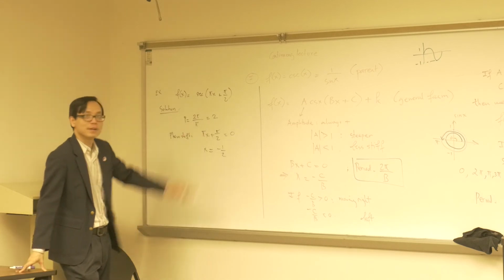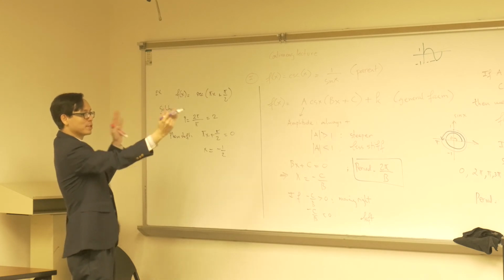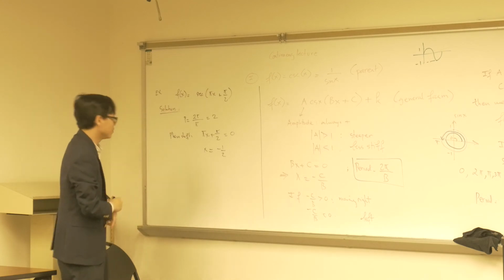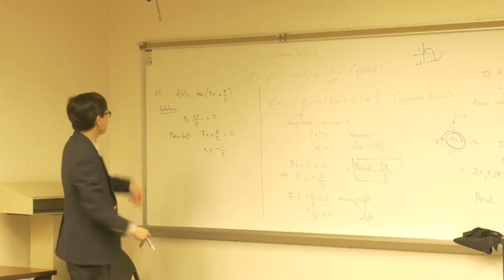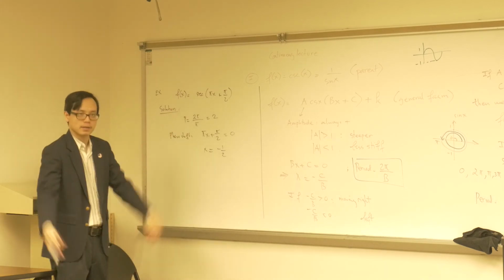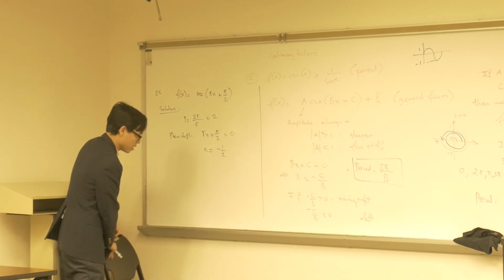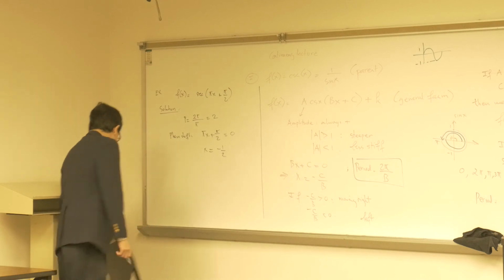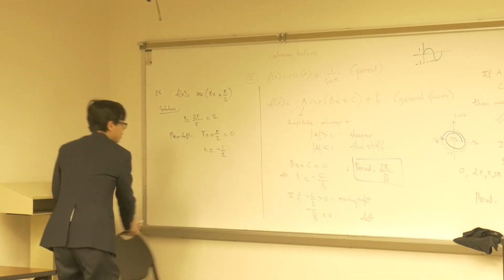Relative to the period, because the period is 2, half of 2 is 1, and another half will be a half. Okay, so I've got the period and the phase shift already. The amplitude is 1, so it doesn't matter. Actually, the amplitude is not going to give you a big concern when you graph a trigonometric function.